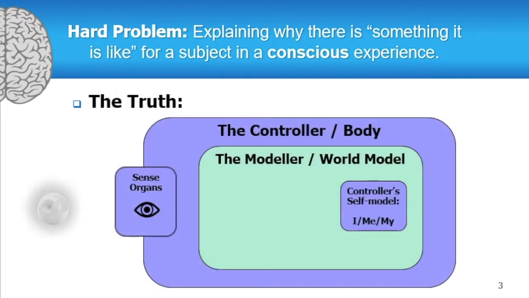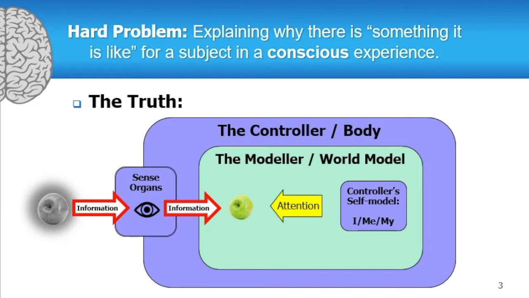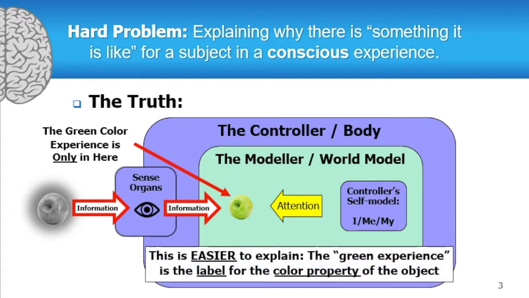On the other hand, the truth is that information is coming in from the apple, and the information goes through the sense organs into the modeler, and the modeler constructs a model of that apple. When the modeler directs attention to that apple, attention schema theory would say that the controller would have the awareness of the green color of the apple. But notice that this green color experience is only in here in the world model. It is not out in the physical world. This is much easier to explain.